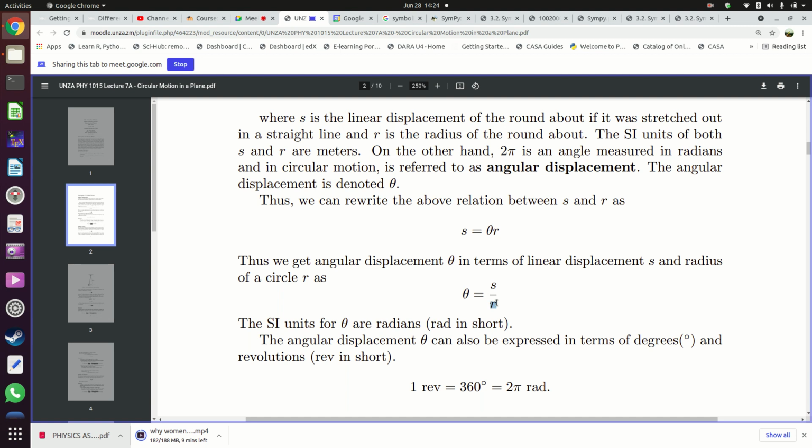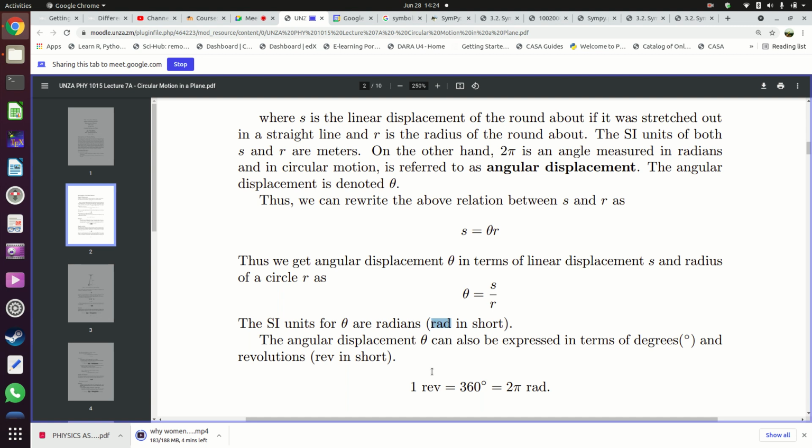So if you go around a part of a circle, whether it's an arc or whatever it is, a roundabout, when you go around the whole roundabout, it doesn't matter how many meters you go around the roundabout. Then you divide by the radius of the roundabout. Then what you're going to get is what is referred to as angular displacement. This angular displacement is measured in units of radians. And in short, radians is written as rad.